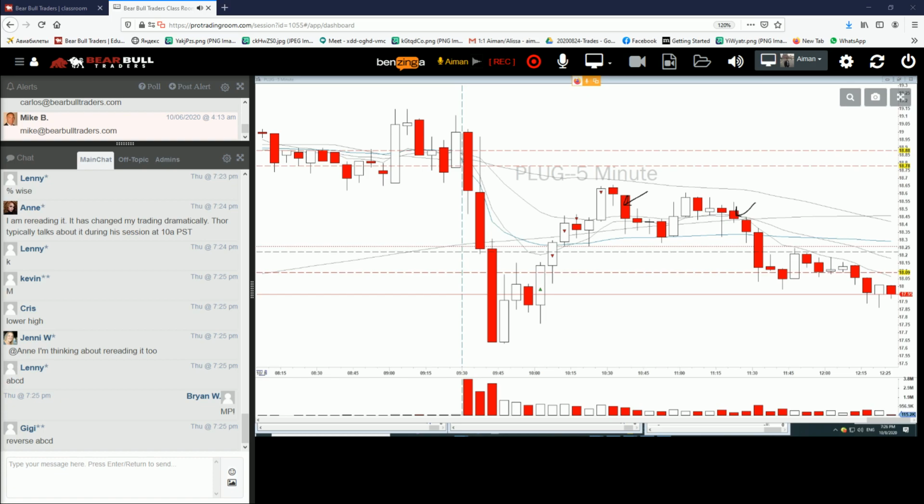This here is a good confirmation to take it to the short side. I will never take it to the short side here after this type of pullback. But here I would do that. I'd actually take it to the long side if it breaks this area right here. At this stage, I'm doing nothing in this stock.